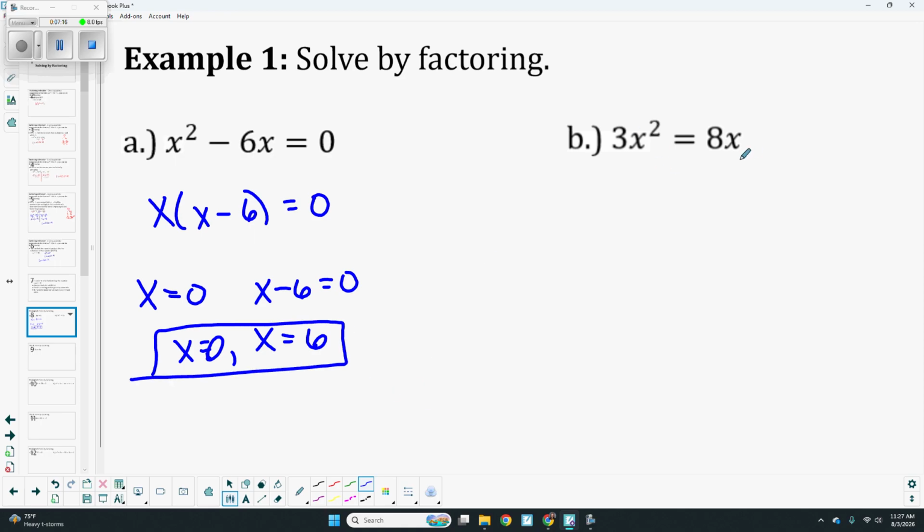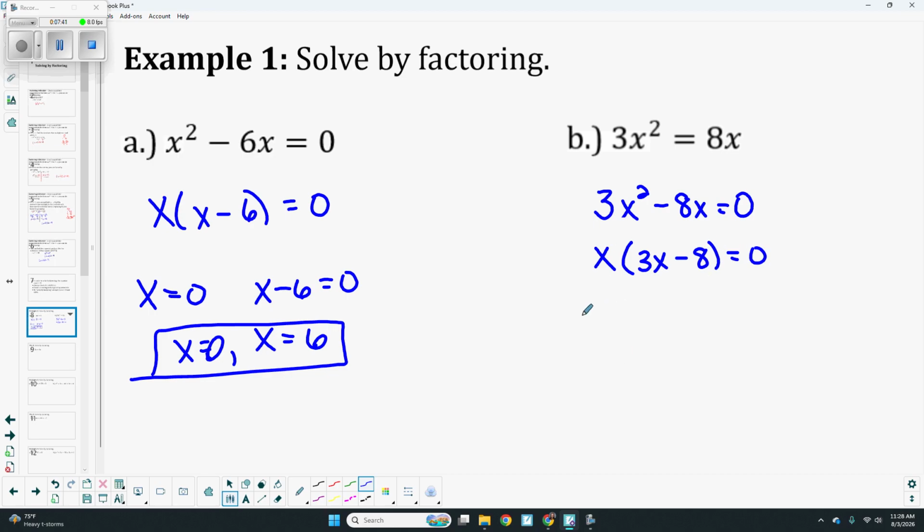For b, again, I only have two terms. And I'm not going to divide both sides by x because that would make the x go away. Instead, I'm going to move the 8x over so it's equal to 0, because anytime we're factoring, we want it equal to 0. Now, my common term is x, so that's going to come out, but it's not going to go away. So we're going to have 3x minus 8.